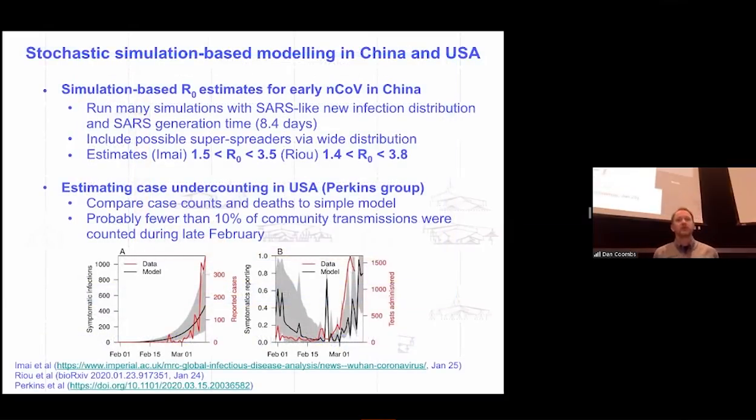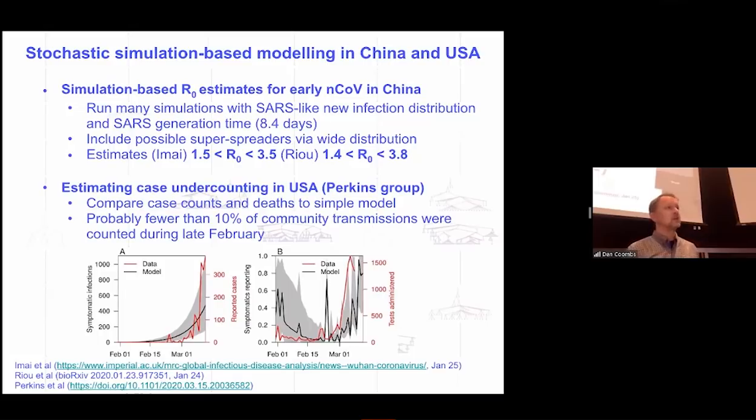Okay, so you can take these kinds of models and turn them around. You can make a model which is just a little bit more complicated than what I just showed you, and you can run it many, many times, and then you can ask, for what parameters in that model do I get simulations that look like the data that's coming from the epidemic? So for example, two groups, Imai et al. and Ryu et al. Sorry, Imai's actually in London, my bad. They generated simulations using essentially estimates from SARS as a starting point for the generation time of the infection and the distribution of numbers of new infections. They included the possibility of people spreading to many, many individuals via wide distribution, and then running their simulation many times and comparing with the data allowed them to make some rather different estimates of what the R naught would be, somewhere between 1.5 and maybe 3.5.